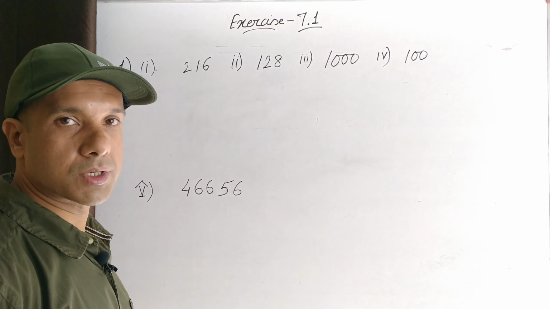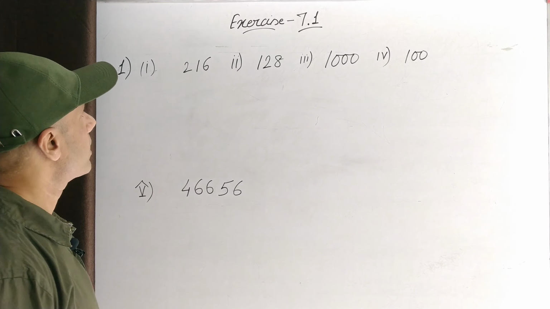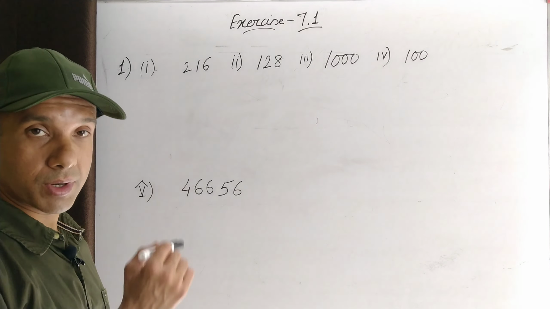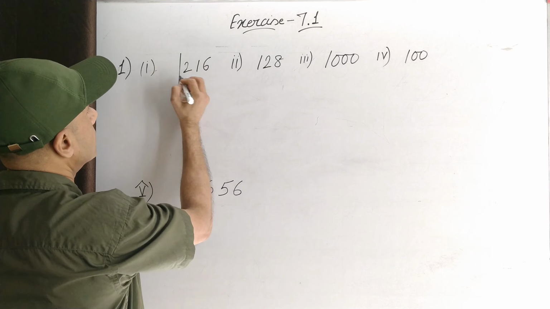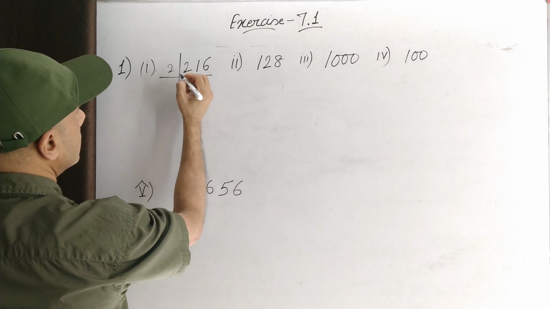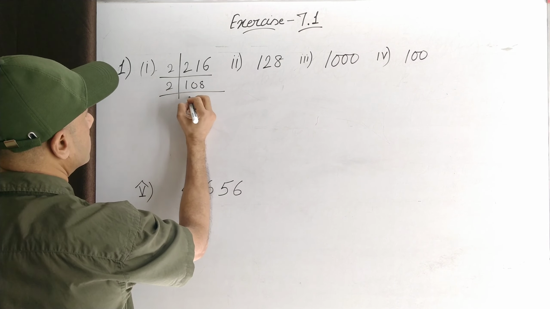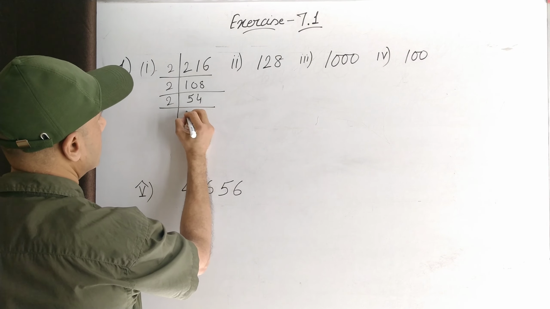Exercise 7.1, question number 1. Which of the following numbers are not perfect cubes? So we apply the prime factorization method, but in this case we desire to get the factors in triplets. Okay, so let's proceed. We start with 2 here, we'll get 108. Again 2, we'll get 54. Again 2, we'll have 27.